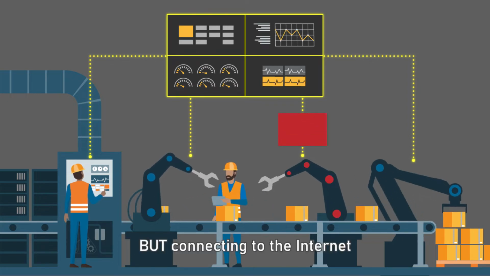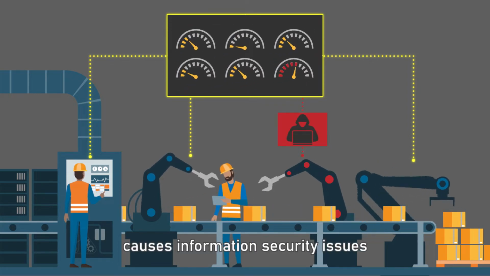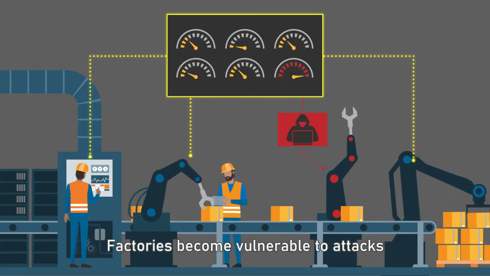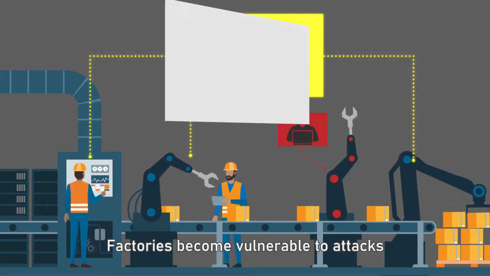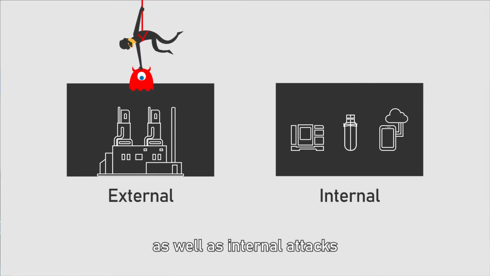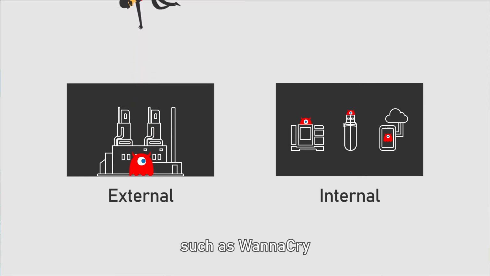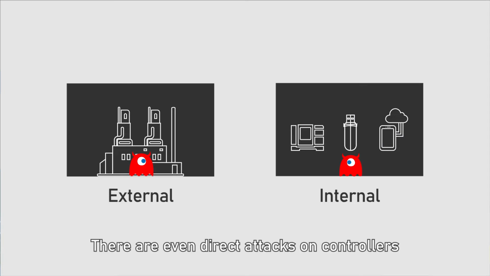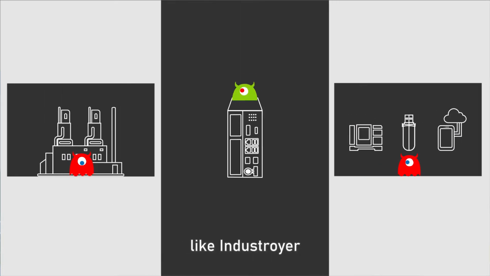But connecting to the internet causes information security issues. Factories become vulnerable to attacks. There are external attacks as well as internal attacks, such as WannaCry. There are even direct attacks on controllers, like InDestroyer.